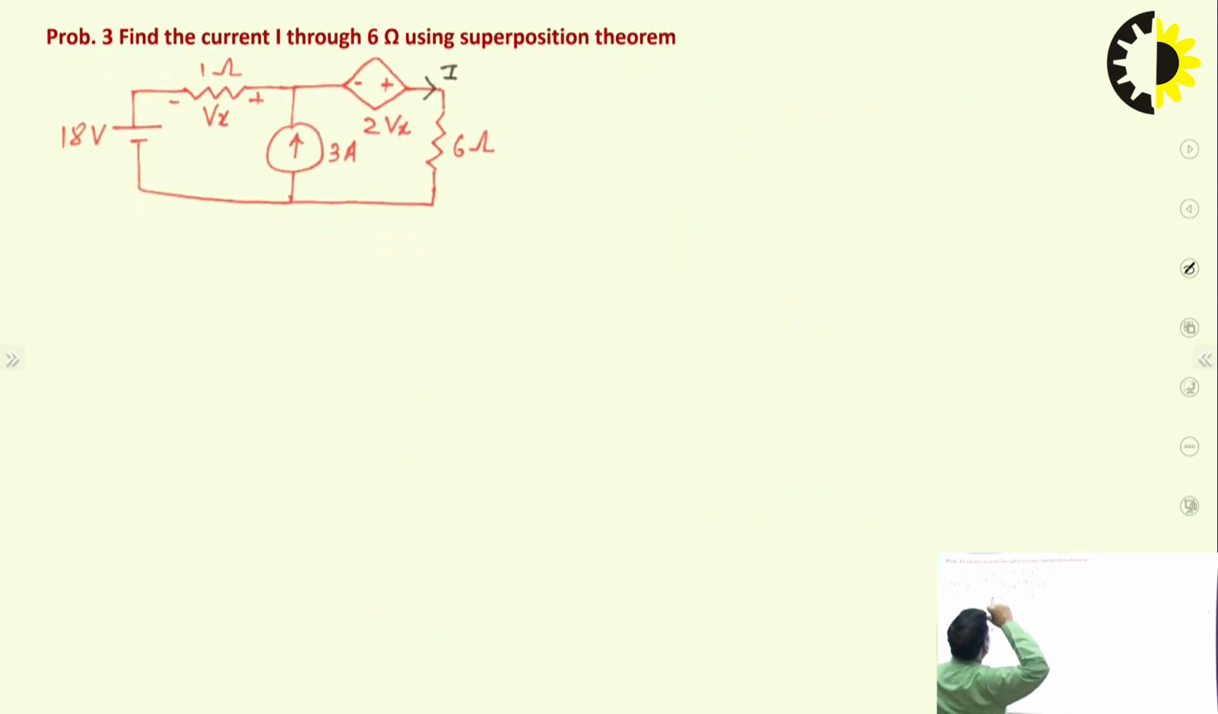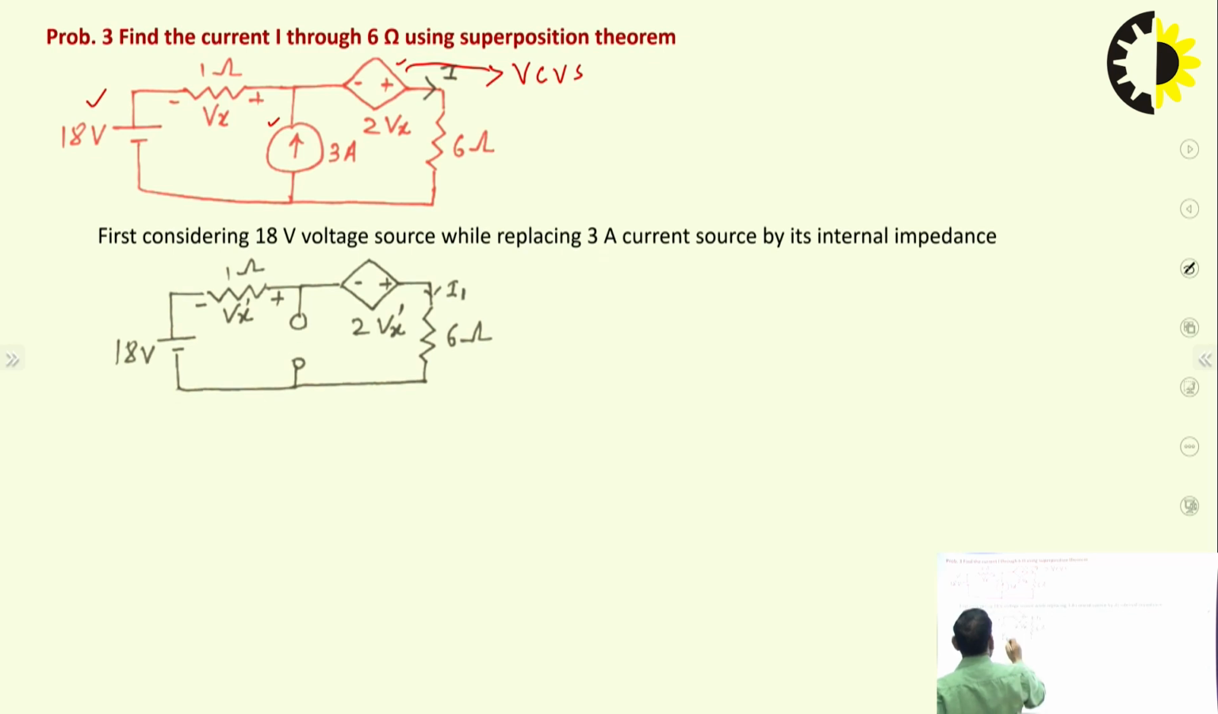Now come to another example. In this there are two independent energy sources, and there is one dependent source. Which type of source is this? This is a voltage controlled voltage source. This dependent source is a voltage controlled voltage source. So take one energy source, the 18 volt voltage source, while replacing the 3 ampere current source by its internal impedance. So it is ideal in nature, so it is infinite resistance.